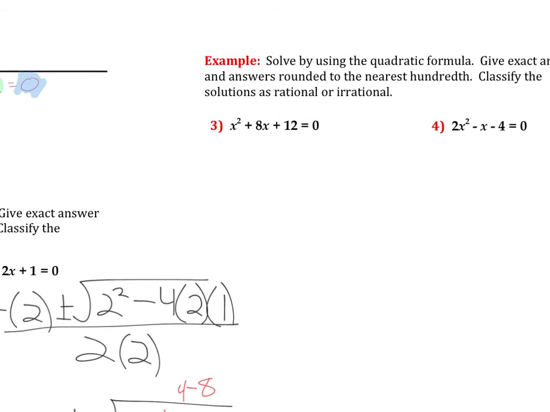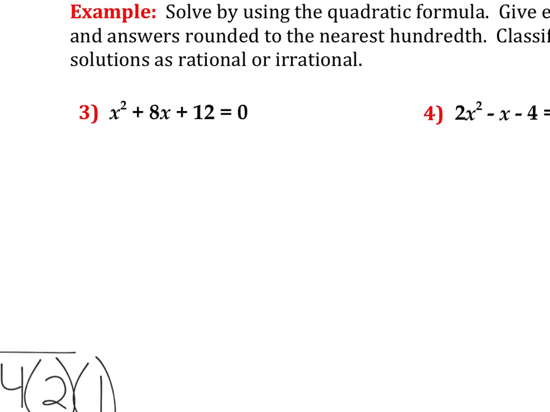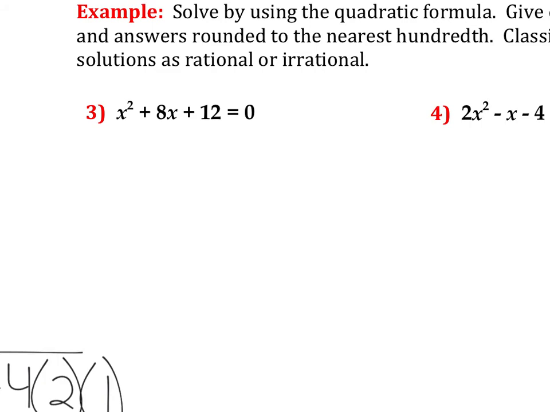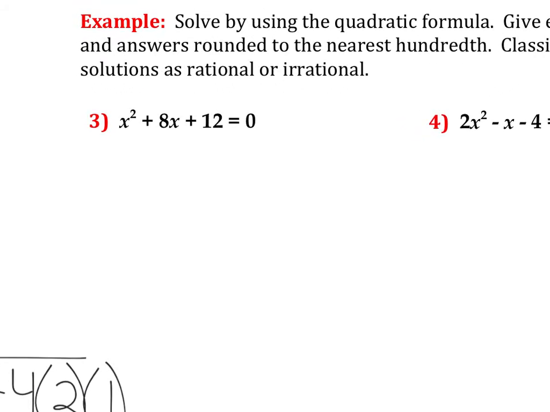Let's do 2 more. We'll see an application problem, then we'll get into discriminant talk, and then we'll call it a day. Shall we? Cool. All right, so same thing. We're going to solve by quadratic formula. I'll go through these a little bit quicker this time. So the opposite of b, negative 8, plus or minus the square root of b squared, 8 squared is 64, minus 4ac. Well, a is 1, c is 12, so 4 times 1 times 12 is 48. All over 2a, a is just 1, so that would be a 2.